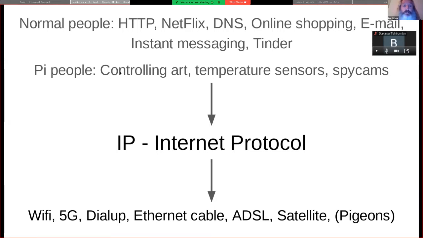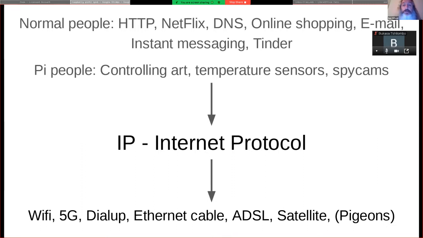If you're a Pi person, you might be doing art or playing with temperatures or spy cams or whatever your different projects are. And then at the bottom, there's different ways that you might be connected to the internet. So my laptop's on Wi-Fi, my phone is on 4 or 5G. My first internet connection was dial-up. There's various different ways. And they work together through this thing called the Internet Protocol.